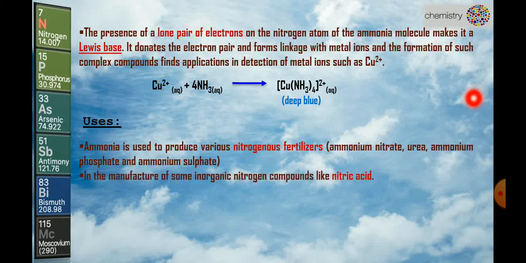Ammonia is also used in the manufacture of some inorganic nitrogenous compounds like nitric acid. This nitric acid we will study in the next class. This second use we will study in detail in the next class, as the manufacture method of nitric acid will also be very important. We will study it in detail in the next class. The third use of ammonia is that liquid ammonia is used as a refrigerant. These are a few uses of ammonia.